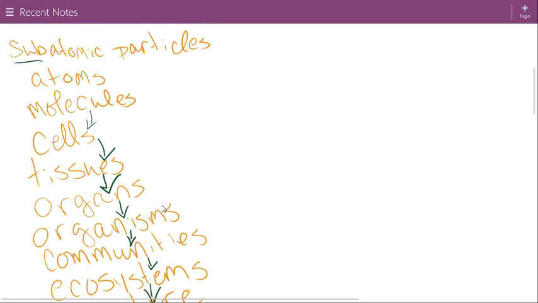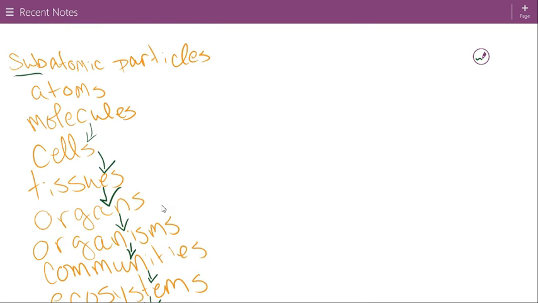So we're starting again with our smallest known particles, which are the subatomic particles. For right now, the protons, neutrons, electrons.